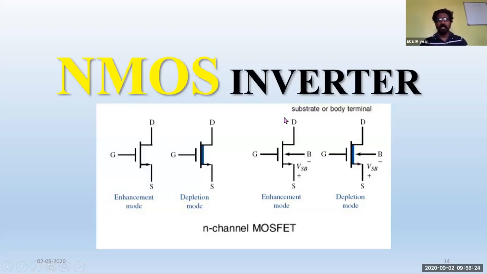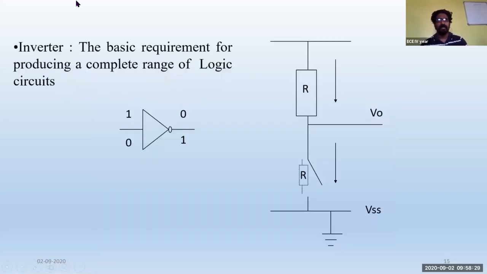So let us start our class on the NMOS inverter. Firstly, the basics of the inverter. The inverter is the basic arrangement for producing a complete range of logic circuits. It is mainly used to produce any kind of CMOS structure and also logic circuits. We know the operation of an inverter: whenever you supply 0 as an input, the output will be 1, and whenever you supply 1 as an input, the output is going to be 0.